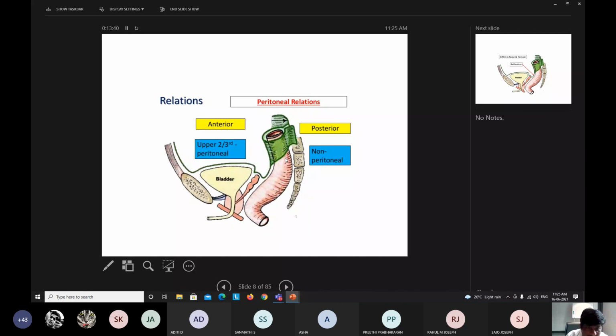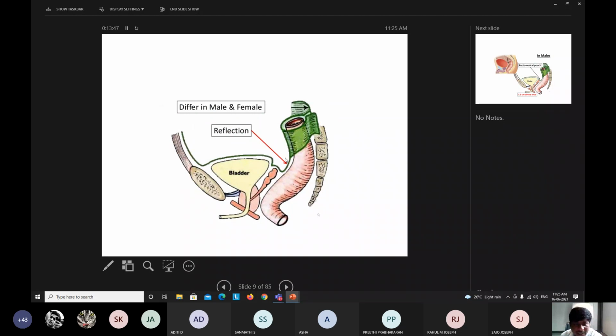So the upper two-thirds is peritoneal anteriorly, and posteriorly it is non-peritoneal. Difference in male and females. So in male, there are reflections here. In male, the peritoneum forms a fold here, or it forms the fossa here. In male, it forms a fossa.